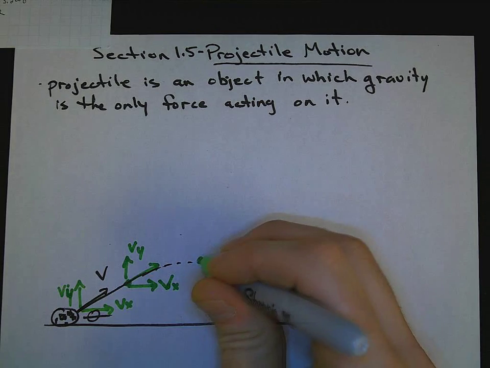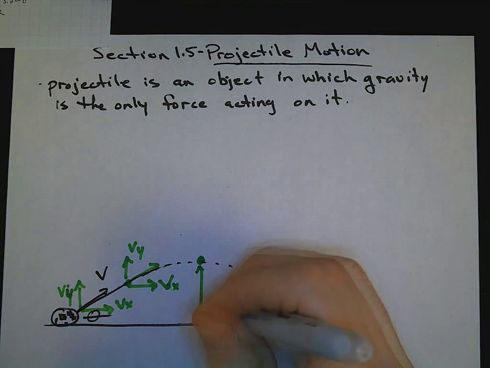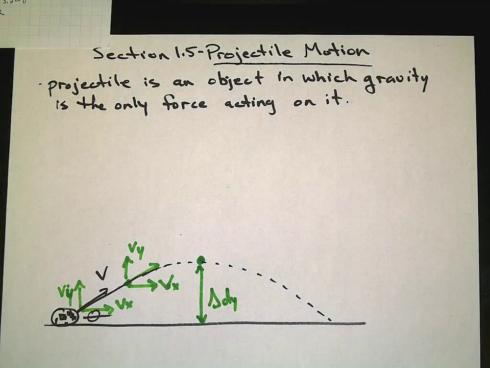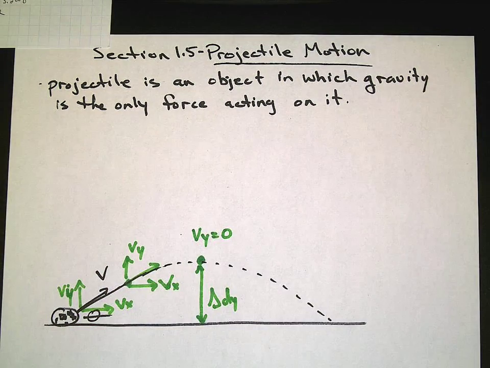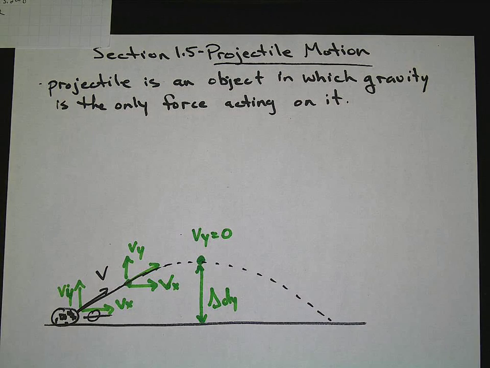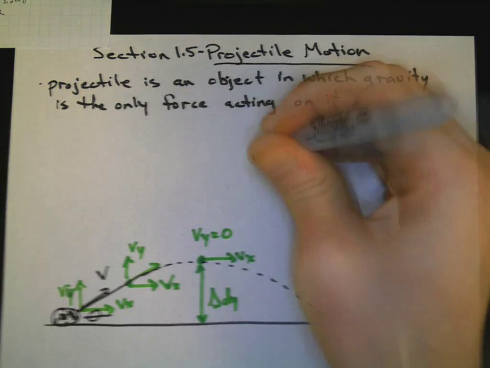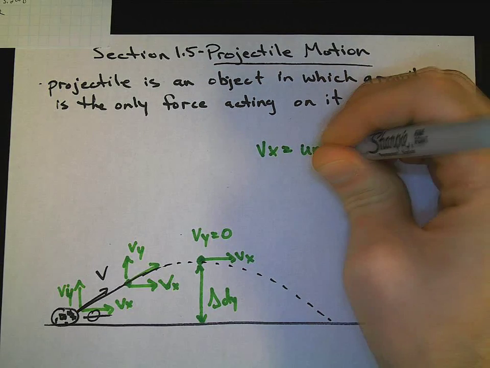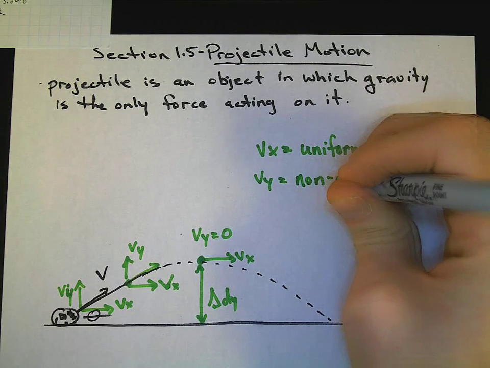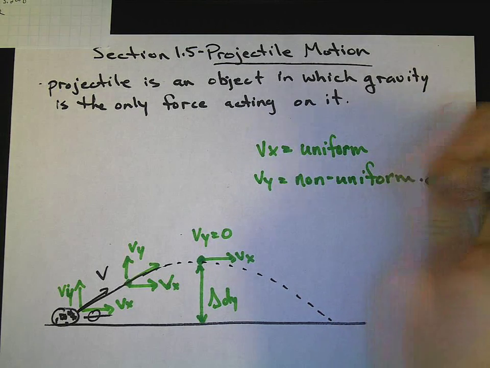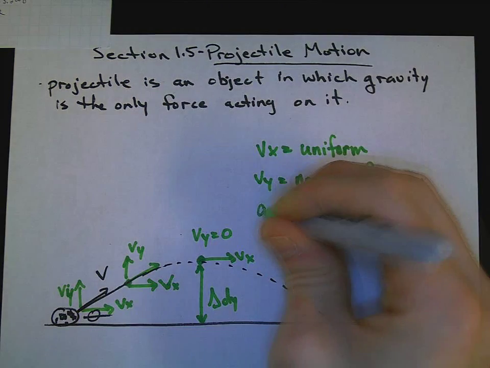Now do recall that at the top of the path is where our height is at its maximum. And at this part, our velocity for just a mere moment in the y direction is 0, while in the x direction it stays constant at vx. So velocity in the x direction is uniform, and our velocity in the y direction is non-uniform.